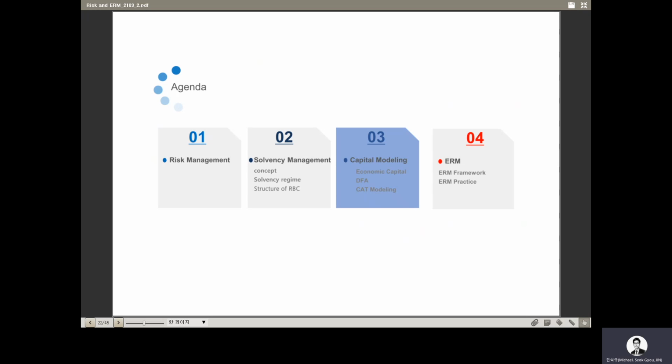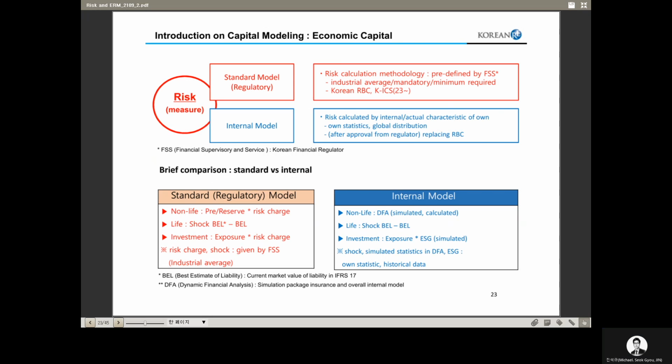We're going to explain capital modeling. Capital modeling is the process that calculates required capital, or risk. I explained this several times, but let's briefly review the models first. There are two types of models. One is a standard model, also known as a regulatory model, and the other one is an internal one.